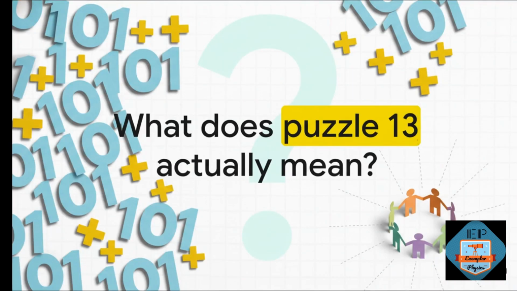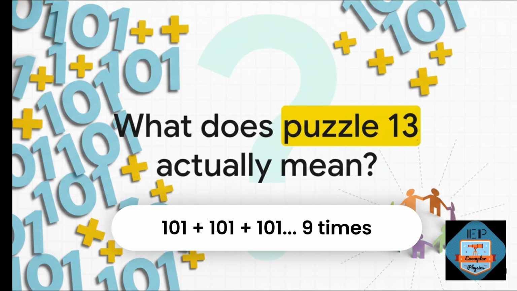Okay, here is arguably the trickiest one on the whole map, puzzle 13. It says 101 plus 101 plus 101, 9 times. Whoa, 101. That is a massively huge number. But hey, remember the magic of the plus signs and the groups. What does this mean for our party?